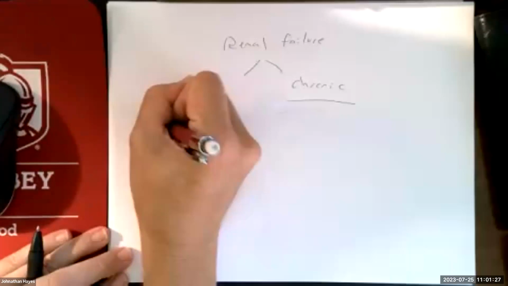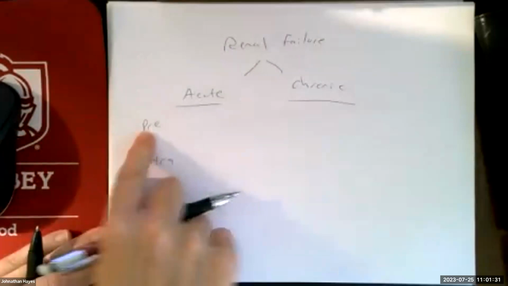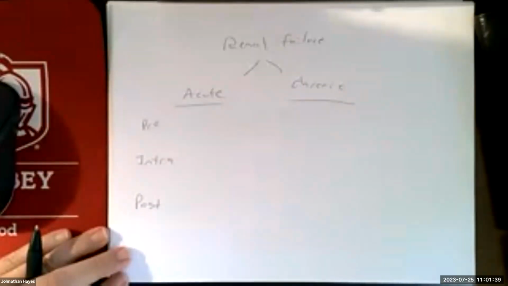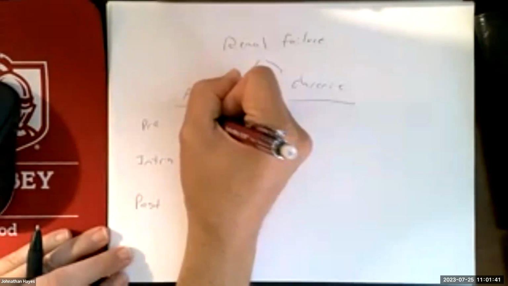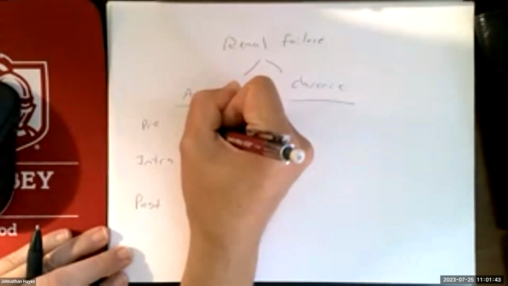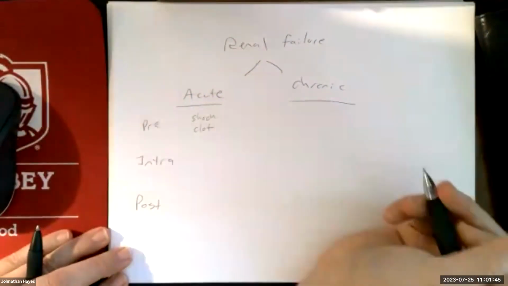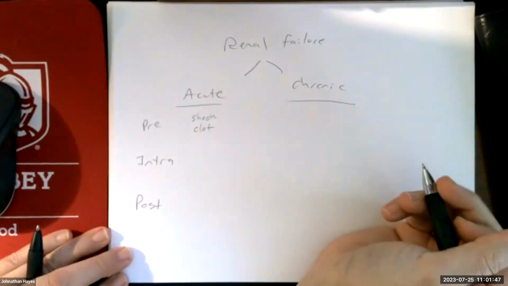or post some example. So I'm just going to leave this here, here and here, here and here, rather than doing it here. So an example of acute pre-renal failure could be shock. It could be a blood clot, like a renal artery embolus.